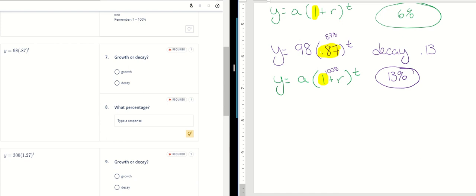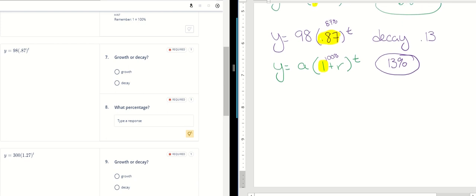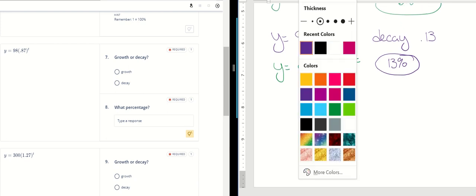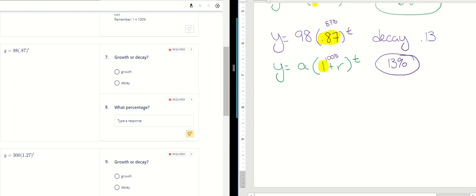Some things that experience exponential decay are cars. If you've ever heard a car loses its value the moment you drive it off a lot, that's because its value is decaying exponentially. Probably a different rate than 13%, but that's just an example of decay in real life.